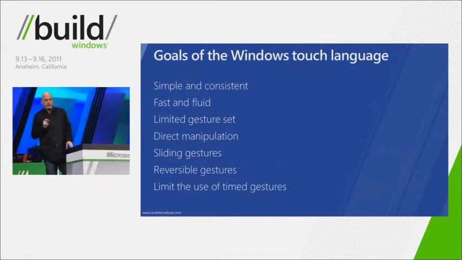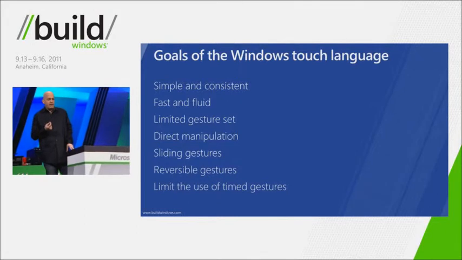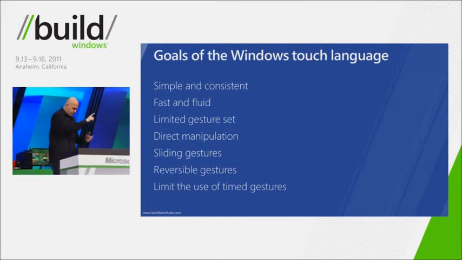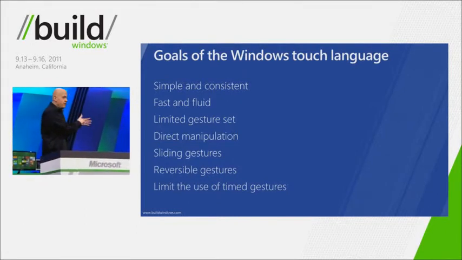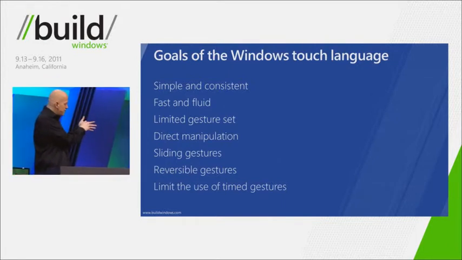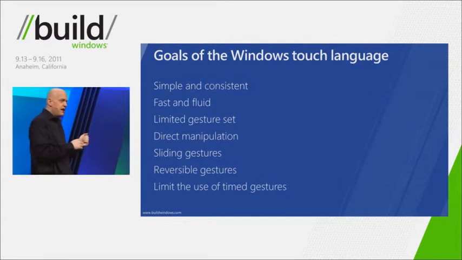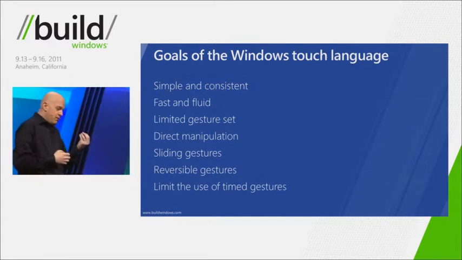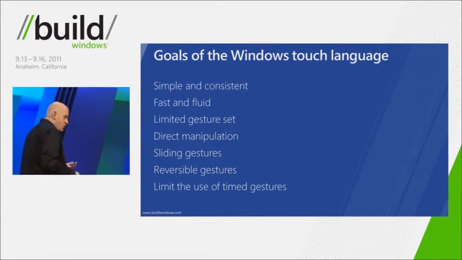We also believe in direct manipulation. And one aspect of direct manipulation is that you see what you're doing, and it's always reversible. You can always, just like real objects are, if you slide something down, you can slide it back up. And that's really important. And the other thing that we really wanted to do was limit the use of timed gestures.